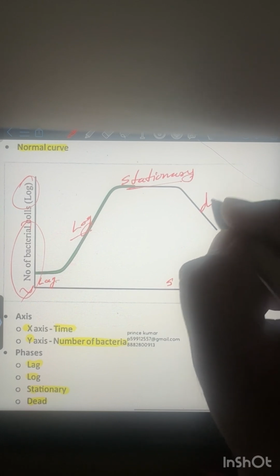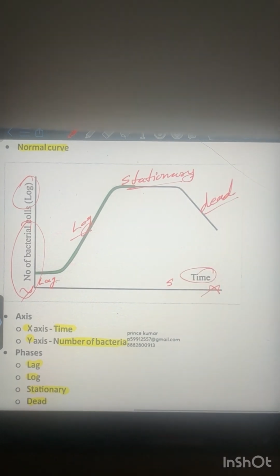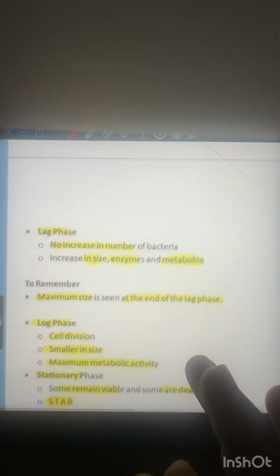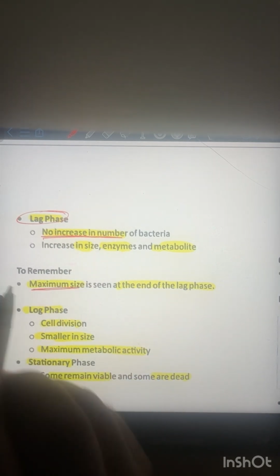So do you want to do the features of the lag and the log and the stationary and the death phase? So remember, lag is like a lockdown. Means only the cell size is going to increase. That's it. Number is the same. Number is not increasing. They're not dividing. Basically, why did I say lockdown? During the COVID lockdown, what did you do? You just sat at one place, did no work, sat at one place and became fat. So if I ask you, what is the maximum size? Maximum size is obtained at the end of which phase? So maximum size is obtained at the end of the lag phase.